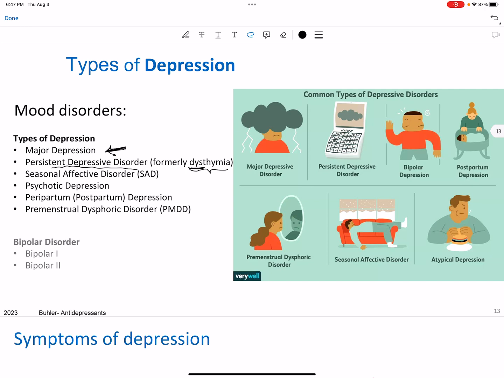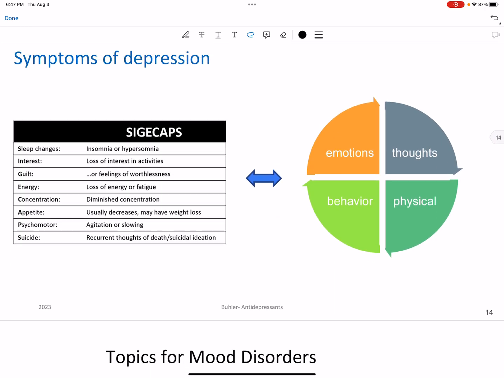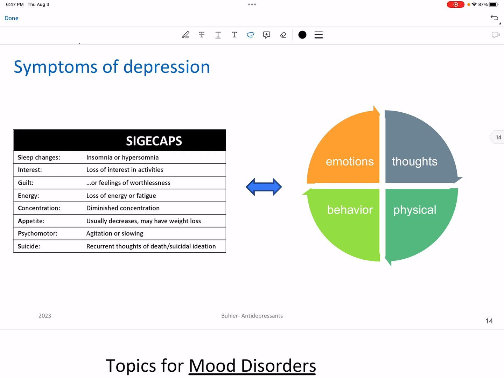We've got seasonal affective disorder. People that live in Oregon often know what that is. We've got psychotic depression. Sometimes people with depression can have psychosis, can have beliefs of things that aren't true, or can have hallucinations. We've got postpartum depression and peripartum, and premenstrual dysphoric disorder. You're going to see that when we look at anxiety, you're going to have these same 4 quadrants.